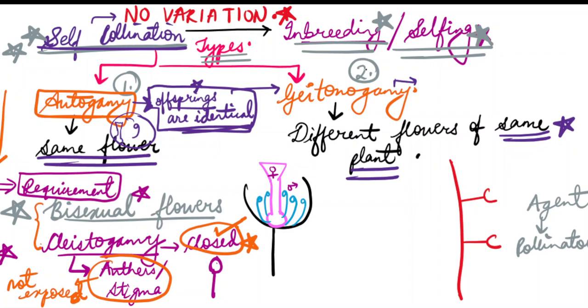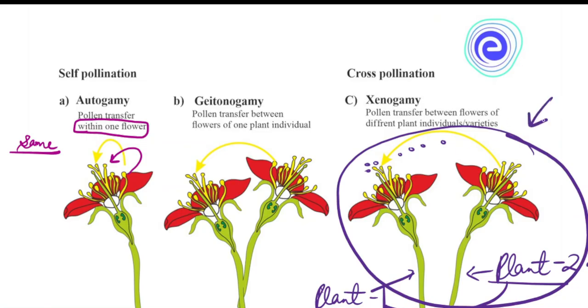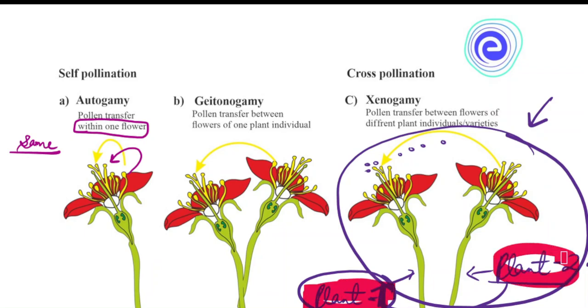But still it is not bringing any genetic variation. In cross pollination, this diagram is of cross pollination, where there are two different plants, plant number 1 and plant number 2. If there is a need of pollen transfer, then you need some pollinator. Without a pollinator you can't transfer the pollens, so you need some agent.